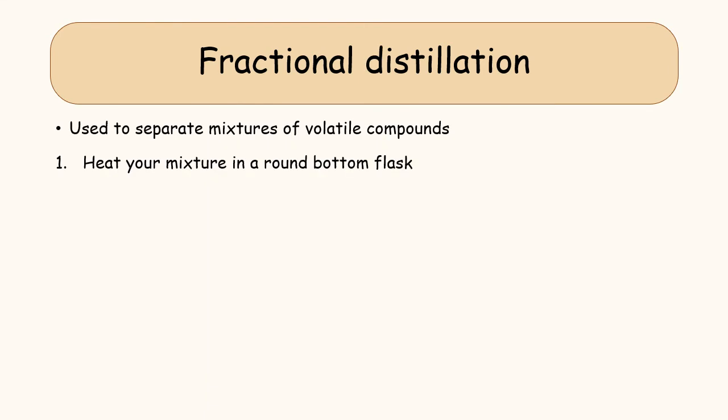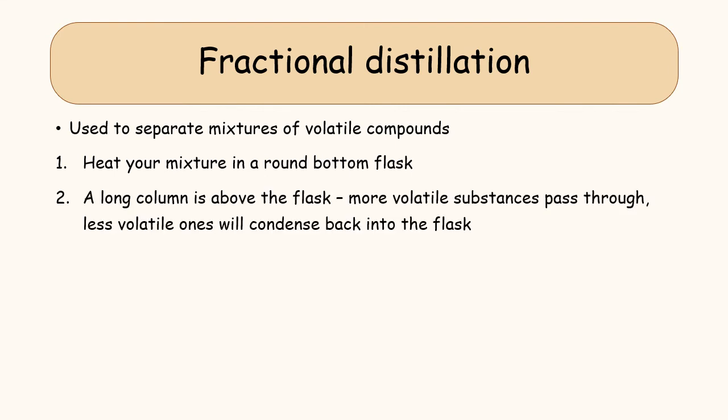Now, fractional distillation is used to separate mixtures of volatile compounds. So volatile just means low boiling point. You heat your mixture in the round bottom flask. This long column, it can be a column or it can be a condenser, is above the flask. It will allow the more volatile substances to pass through, and ones that are less volatile will condense back into the flask.